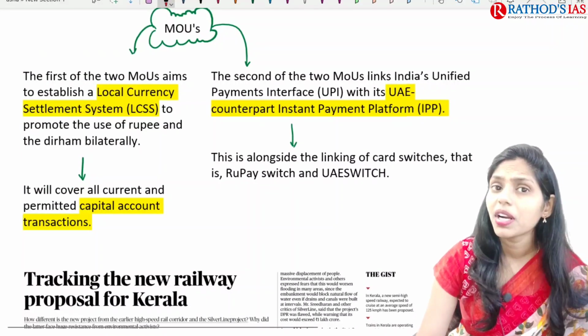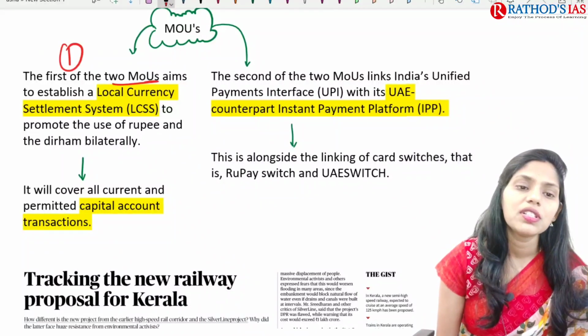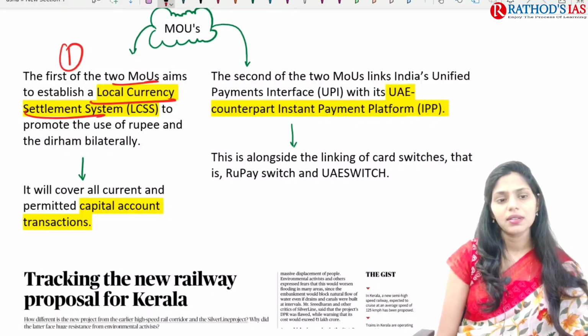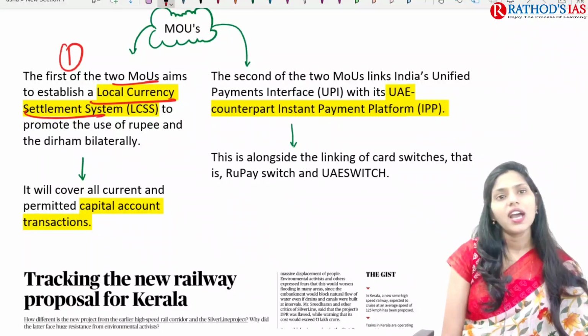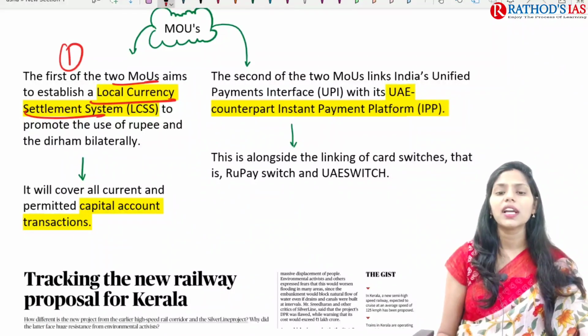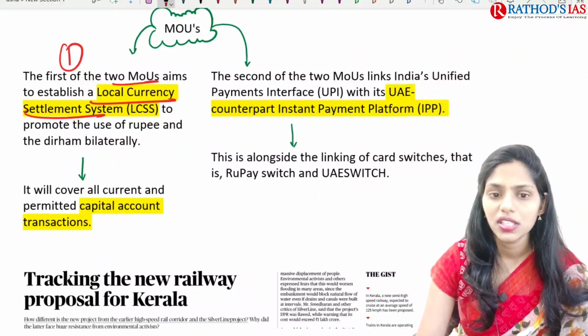So we're talking about two memorandums of understanding. The first one is the local currency settlement system. We are going to establish this system and promote the use of rupee and dirham bilaterally, and it will cover all current as well as capital account transactions. The second MOU links the Unified Payment Interface, that is UPI, with the UAE counterpart, the instant payment platform, and even alongside the linking of card switches, that is RuPay switch as well as the UAE switch.